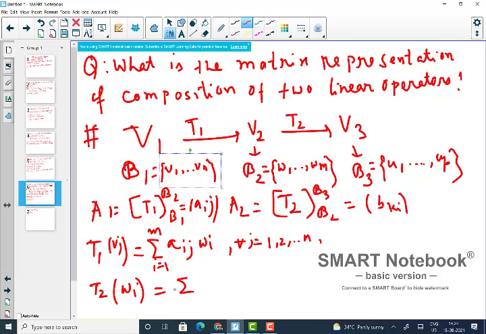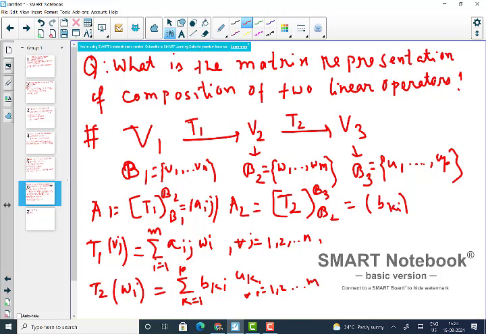So what will happen? So this will be BKI, and then the UK. K is this basis of V3, which is an element of V3, and here K is running from 1 to p. Okay, and I is running for all i equal to 1 up to m. Okay, so these are the individual matrices.